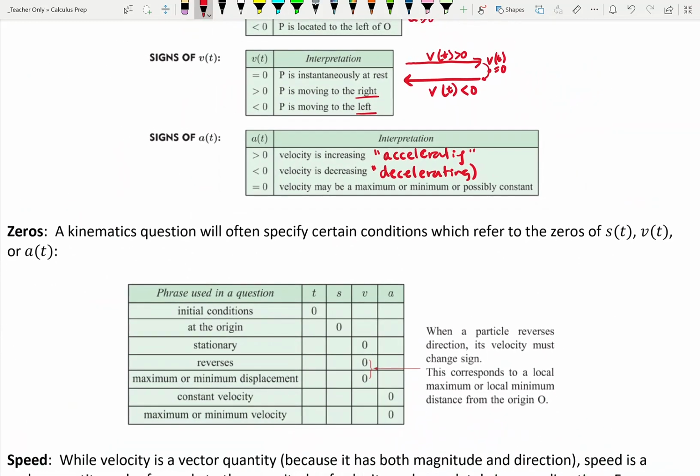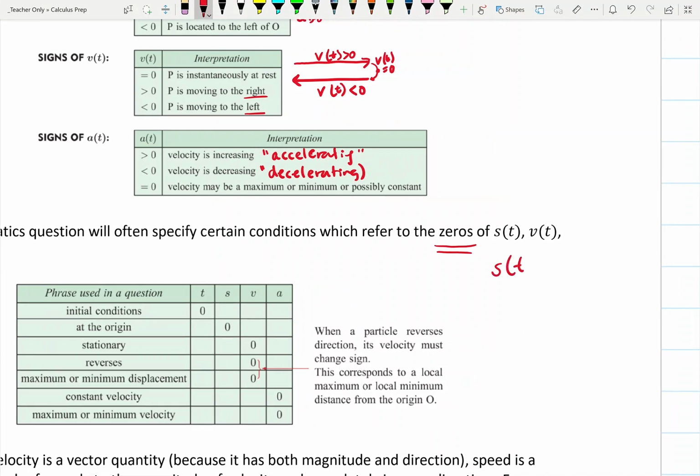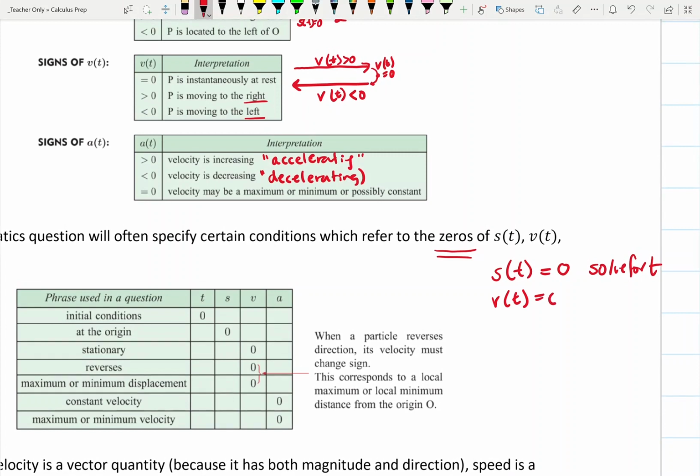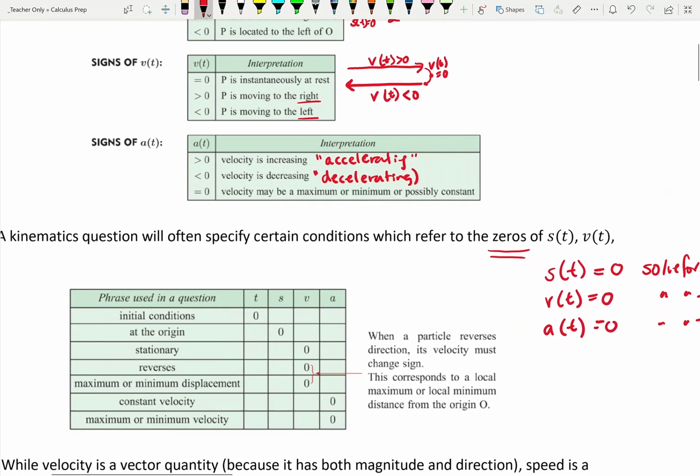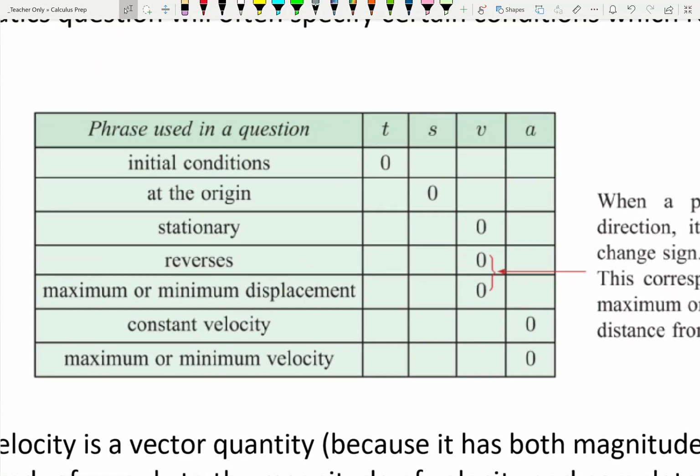All right, so kinematics questions often specify certain conditions which refer to the zeros. And remember that the zero of s of t, for example, is when we let s of t equal 0 and solve for t. Or we let v of t equal 0 and solve for t. Or we let a of t equal 0 and solve for t. The first one, however, is this idea of initial conditions. So if you're asked for initial conditions, what that means is we want to know what's happening when t equals 0, right at the very beginning of this particle's movement.